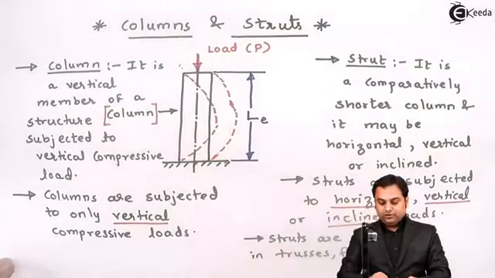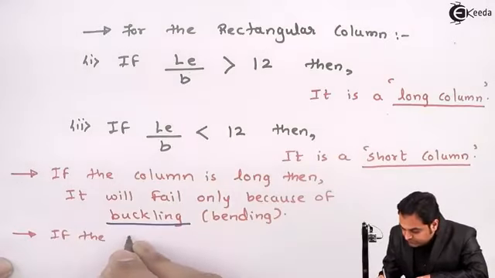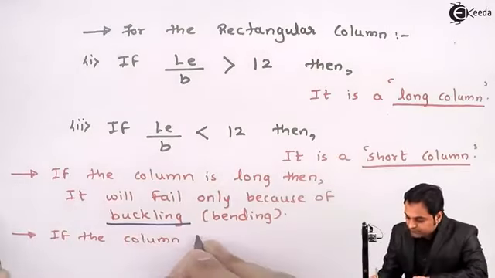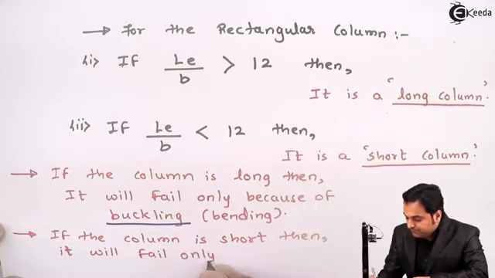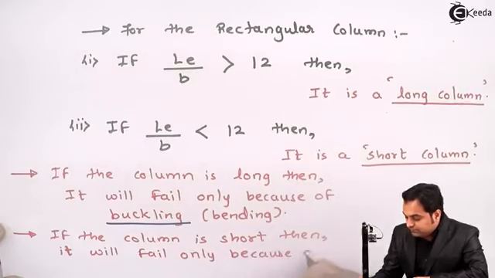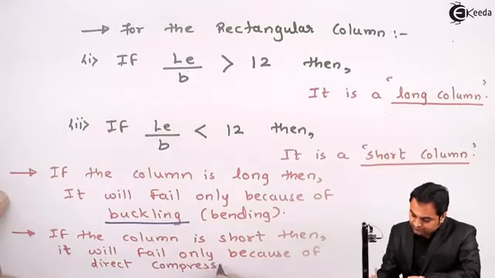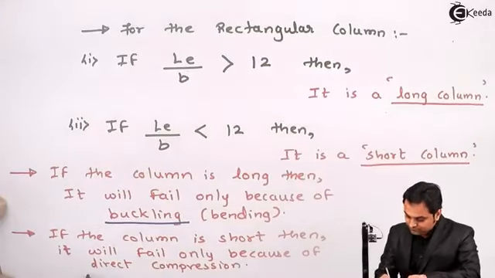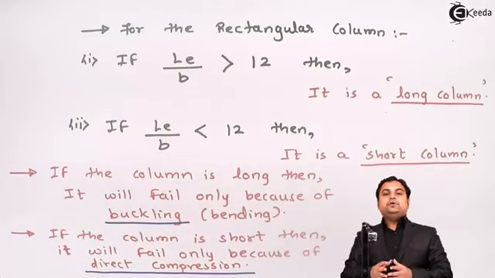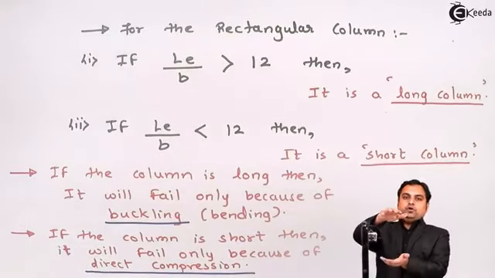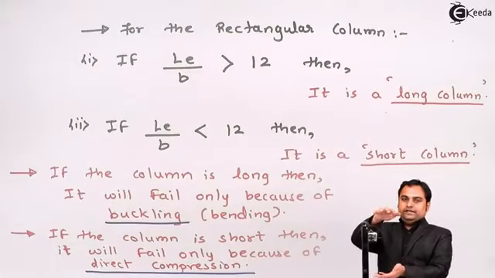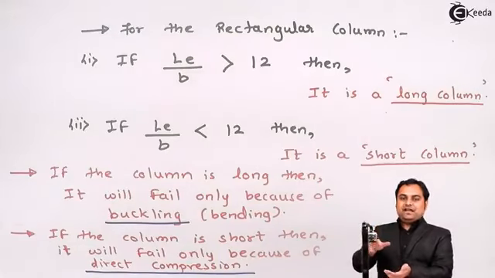Then if the column is short, it will fail only because of direct compression. So it is understood that long columns will fail only because of bending, whereas short columns will fail only because of compression. That is, the compressive load will try to decrease the length of the column and increase its diameter, that is the compressive failure, whereas in case of long columns there is bending failure.